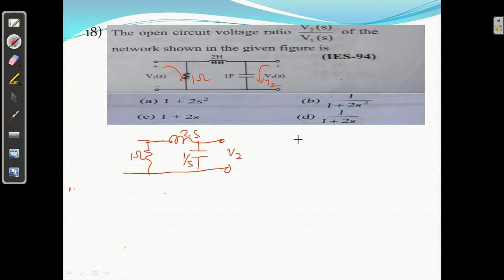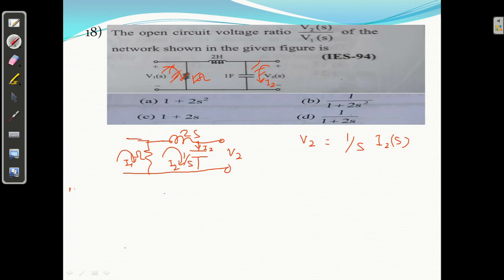This is V2. So what is the value of V2? V2 equals 1 by s into I2 of s. I am going to assume I2. Now this is the loop, this is loop 2. So I am assuming I2 here. This is I1, I am assuming I1.